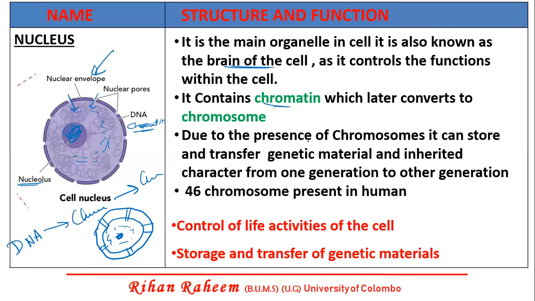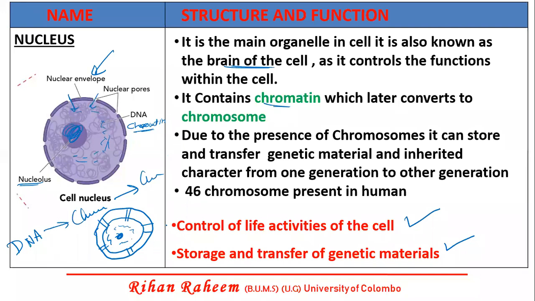Due to the presence of chromosomes, it can store and transfer genetic material and inherited characters from one generation to the next. So the two main functions of the nucleus are controlling the life activities of the cell, and storage and transfer of genetic material. Normally we call these the chromatin and the chromosome. There is a fixed number of chromosomes for humans. What is the number of chromosomes present in each and every human cell?